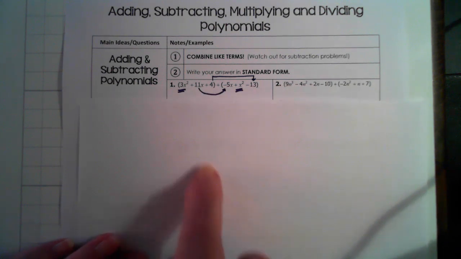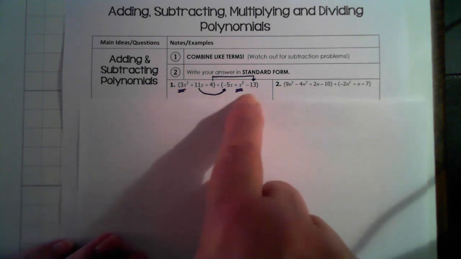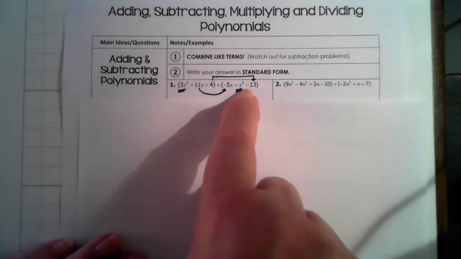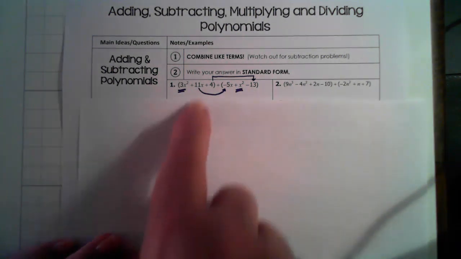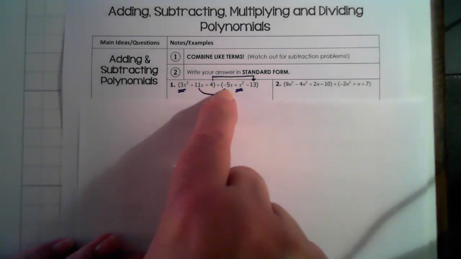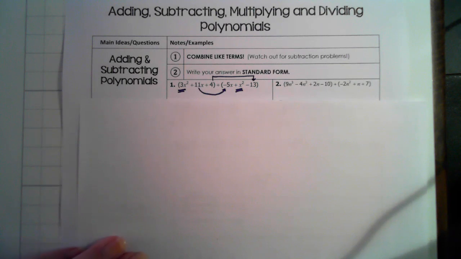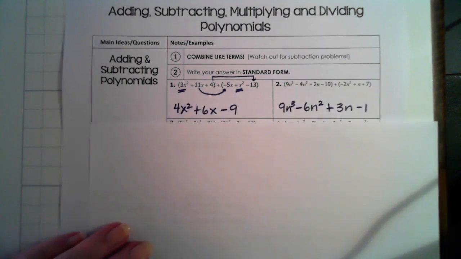You're counting how many x squareds. So in this problem, I'm saying I have 3x squareds and 1x squared. So that's a grand total of 4x squareds. I have 11 x's and I want to add negative 5 x's. So that would be 6 x's. When we're all done with that, we have that.